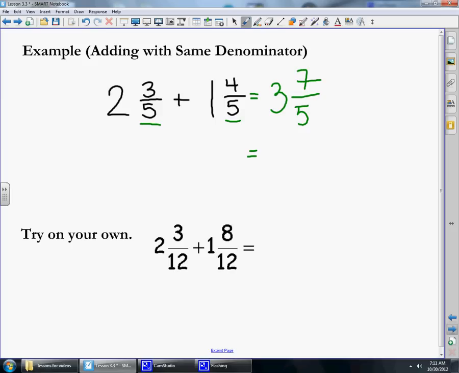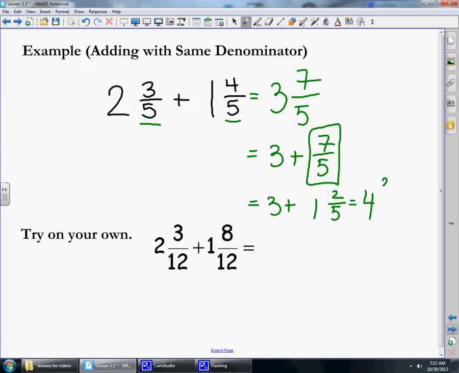Let's rewrite it as the sum of a whole number 3 and the fraction 7/5. And we get 3 plus 7/5. Okay? We need to rewrite this improper fraction as the mixed fraction. So we get 1 and 2/5. At this point, all you have to do is just add two whole numbers, 3 plus 1, and a fraction, and we get 4 and 2/5.